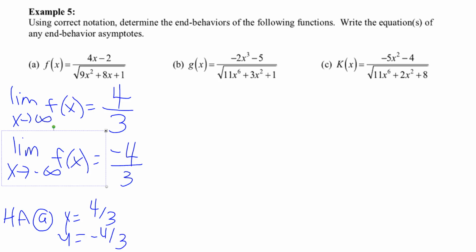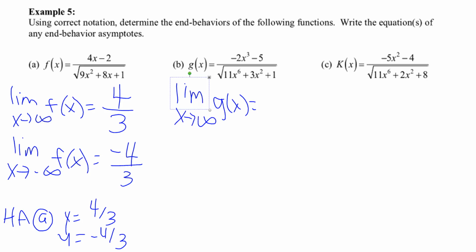Okay, in the next example, we're going to do a similar idea. Okay, the limit as x approaches infinity of g of x. In the top, we have a degree of 3. In the bottom, we technically have a degree of 3. As we put a positive infinity in there, we're going to end up with negative 2 over square root of 11.